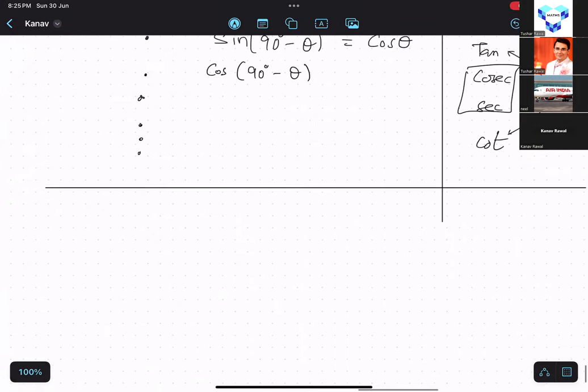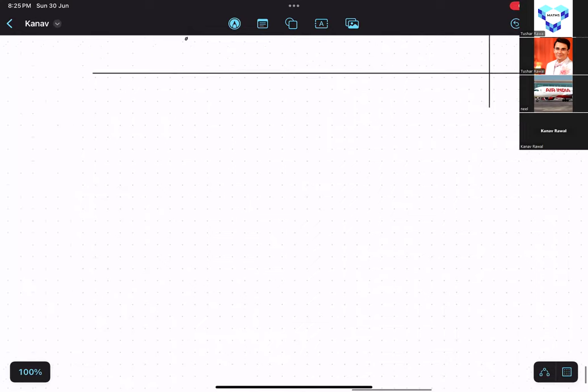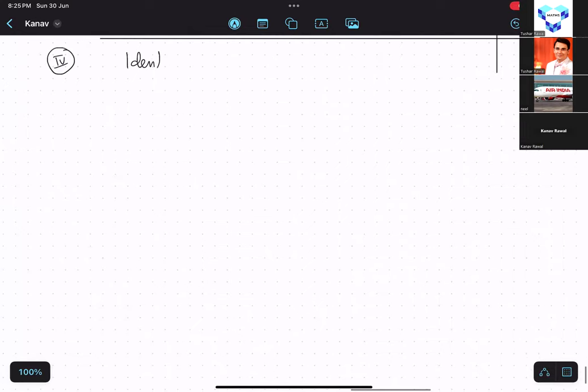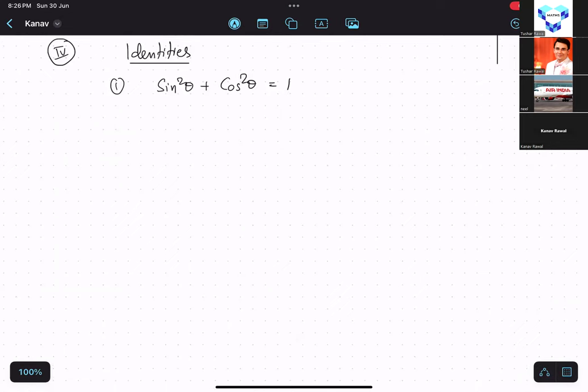The fourth type of formulas are identities. There are 3 identities. The first identity is sine squared theta plus cos squared theta equals 1. We have done 1 or 2 examples also. Remember, Neil? We did one question, and after the long work, you got the answer as 1. So that is the identity.